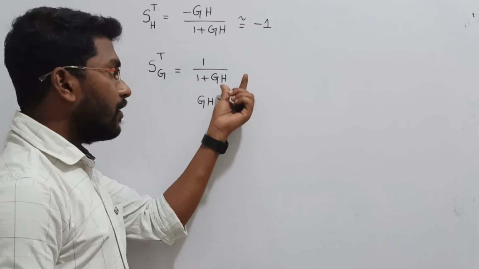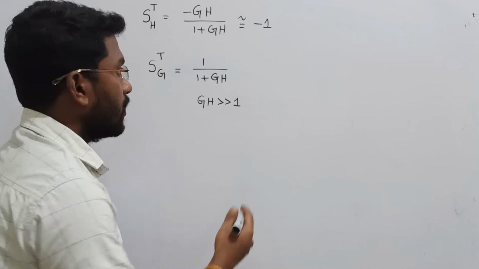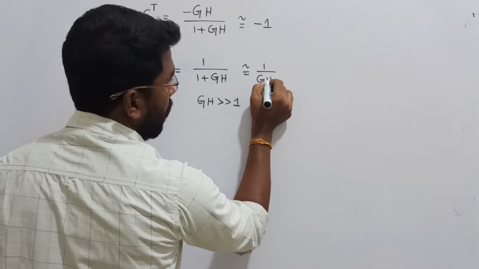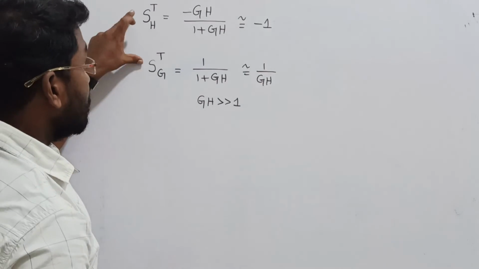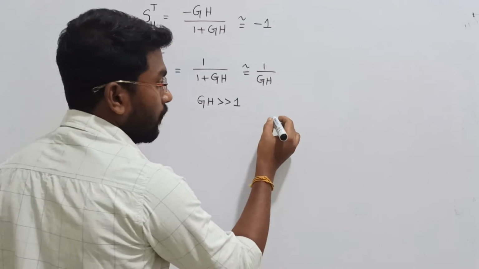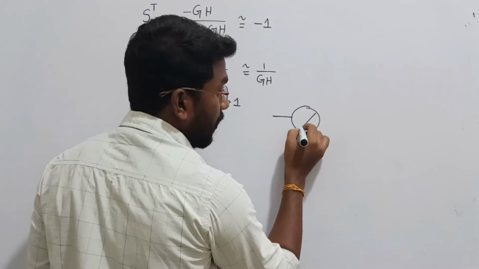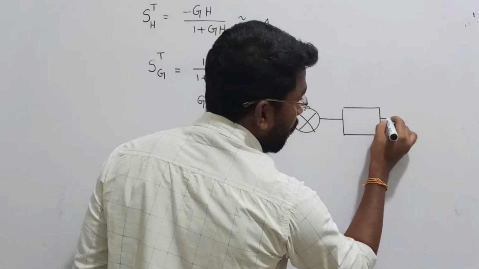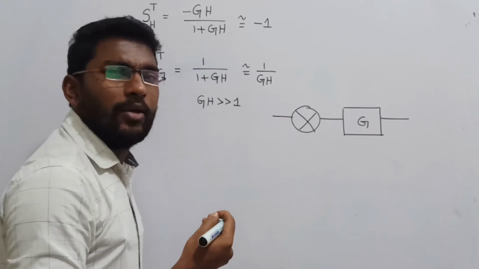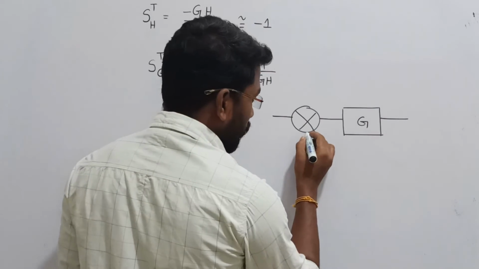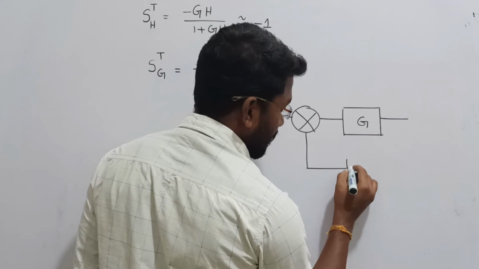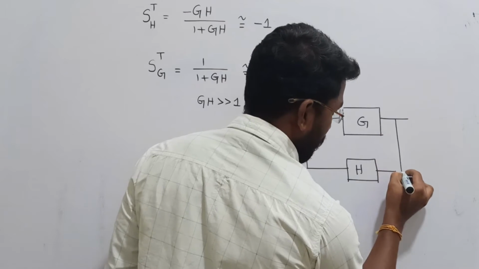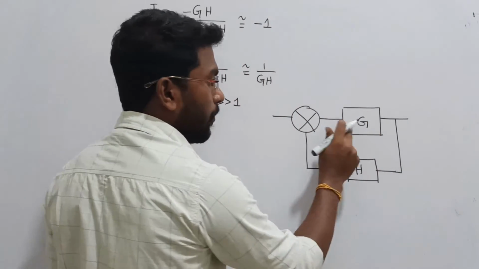Suppose the value of GH is far away from 1. Under that condition, this function can be rewritten as 1 upon G into H. Now, just compare. When we have a closed loop control system with negative feedback, you should get the beauty of this system, right? So, what is the beauty of this system? Let us see. In the feedback path, we have a parameter H, whereas in the forward path, we have a parameter G.